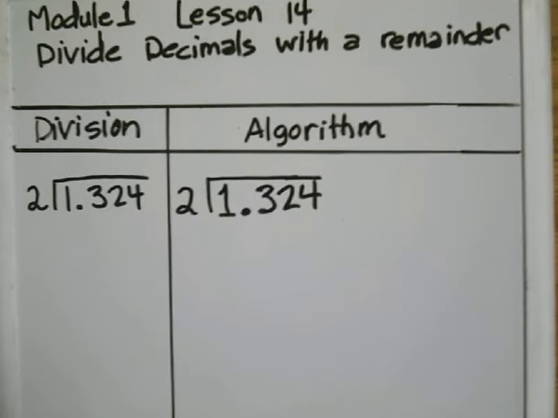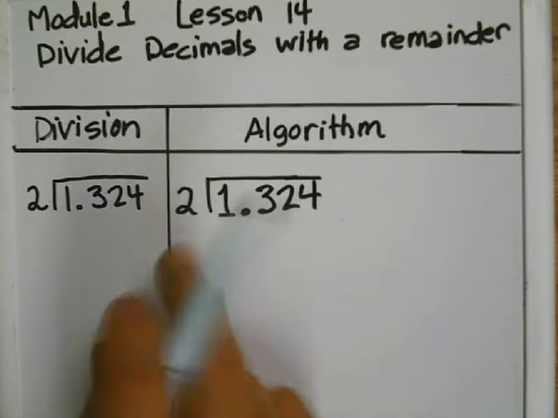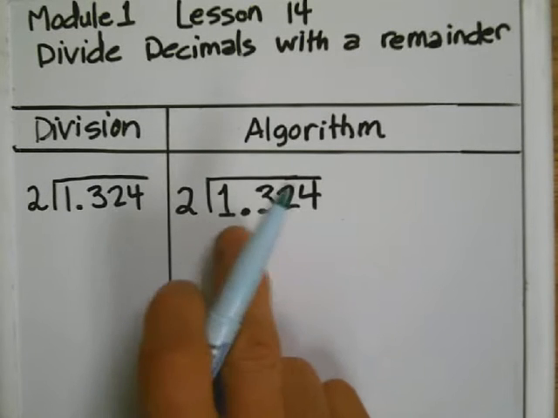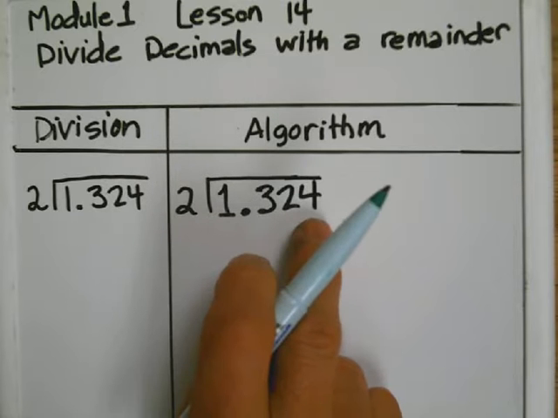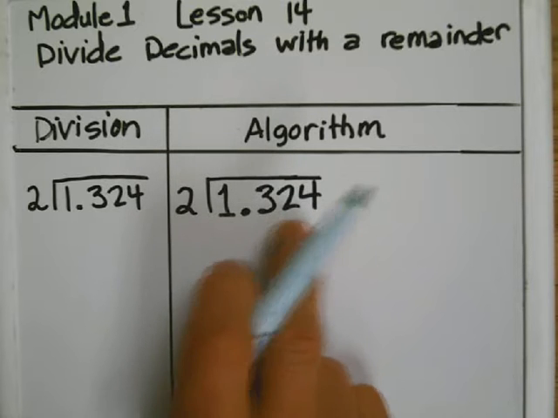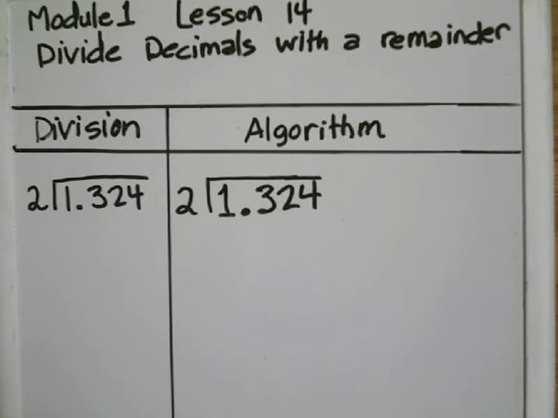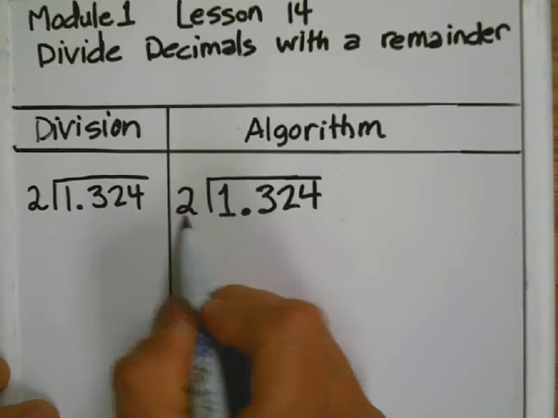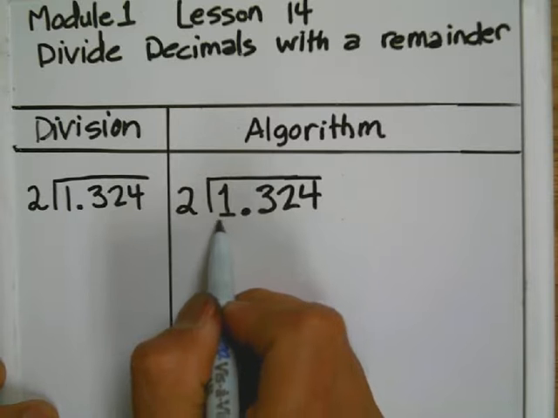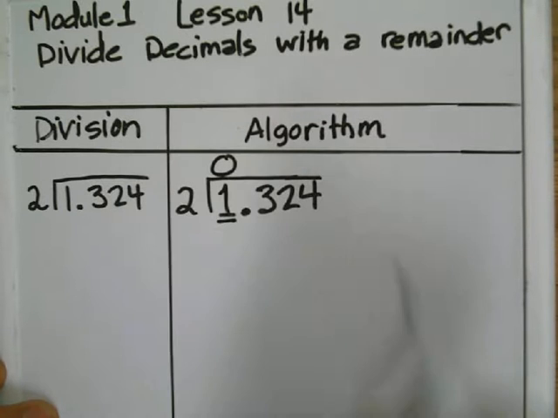So the first thing you say, we are going to divide this whole number 1 and 324 thousandths by 2. And I always ask my students to start with the first number. So the first number is 1. So you say, how many groups of 2's can you make out of 1? And the answer is 0, because there's not enough.